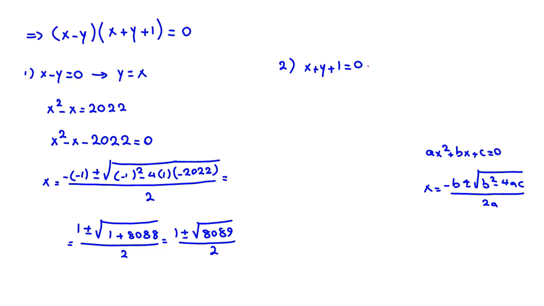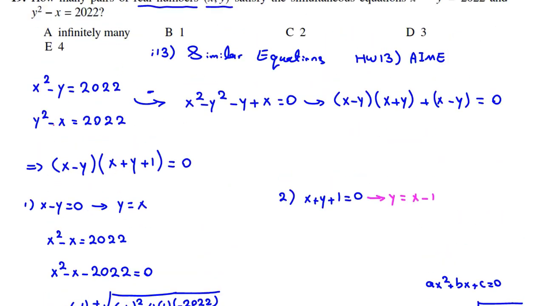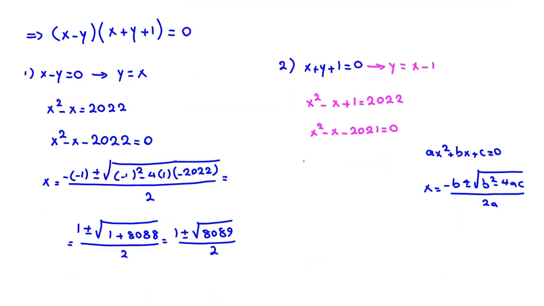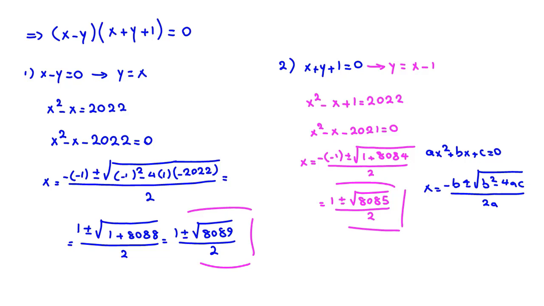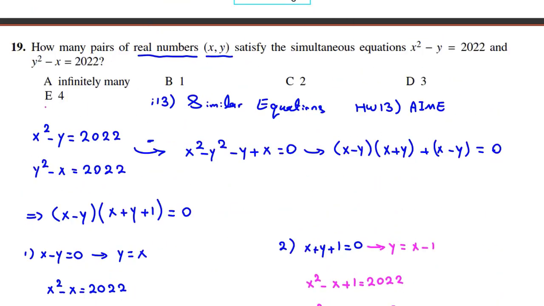Now let's check the next one. Here x plus y plus 1 equals 0, so y equals negative x minus 1. Okay, we can replace in one of them. For example, x squared minus y, which is plus x plus 1 equals 2022. So x squared plus x minus 2021 equals 0. So here again, if we use the quadratic formula, x equals negative 1 plus minus square root of b squared 1 minus 4 times this, and 4 times this is 8084, it will be plus, over 2. So it will be negative 1 plus minus square root of 8085 over 2. So we found two more answers, two answers here, four answers. So it will be choice A.